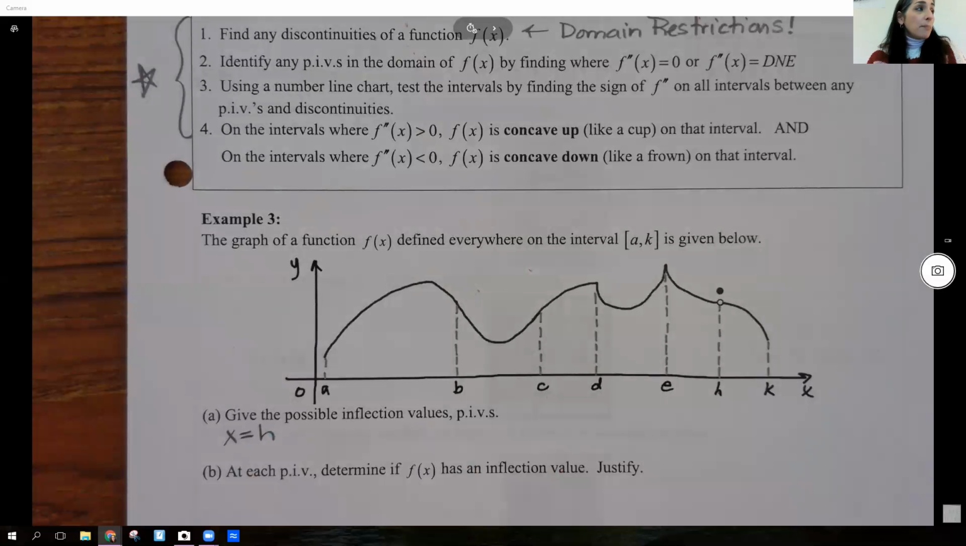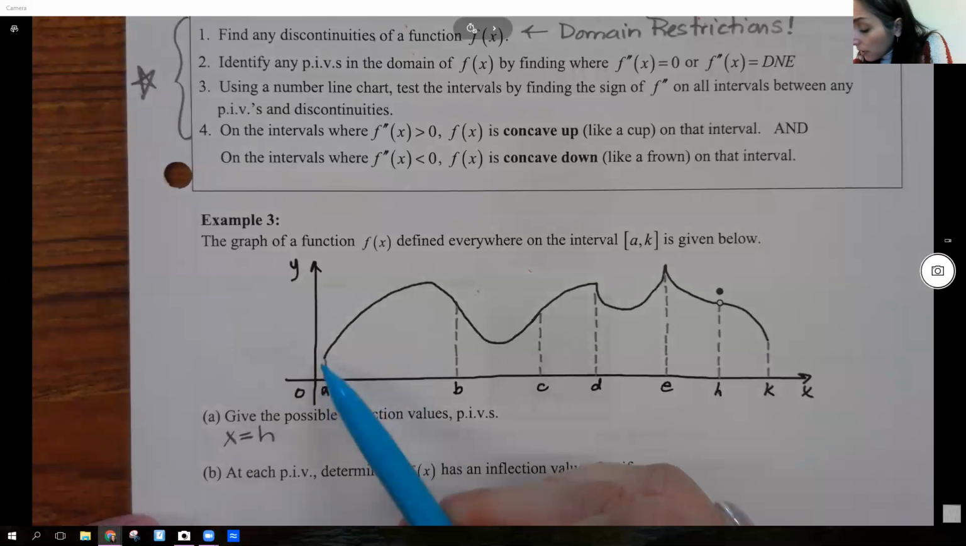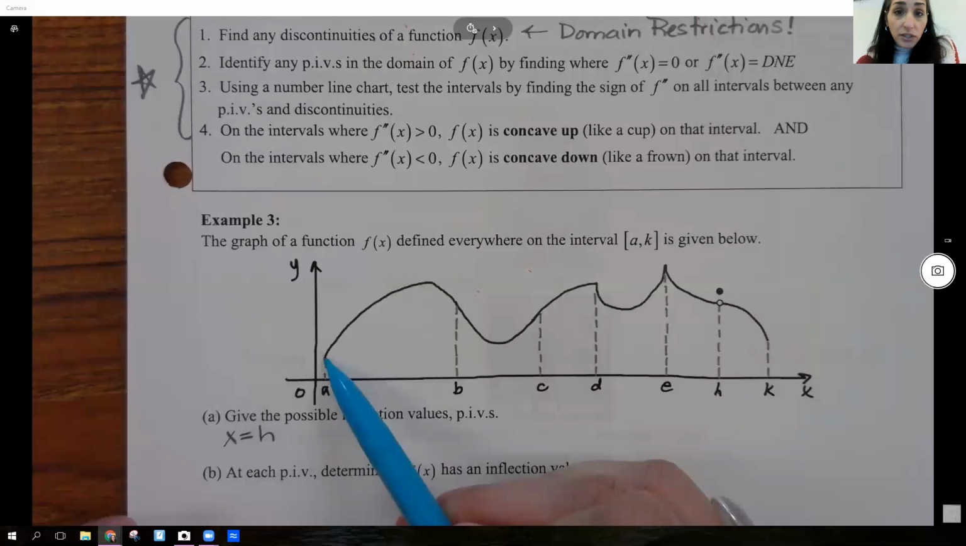Step 2, identify any possible inflection values in the domain by either setting the second derivative equal to 0 or finding where the second derivative does not exist. All right, so what we're going to do is look to see where the concavity changes, okay? That's the best way on a graph to figure out where the second derivative equals 0 or doesn't exist, okay? All right, so right here, this is an endpoint, so that's not going to be an inflection value.